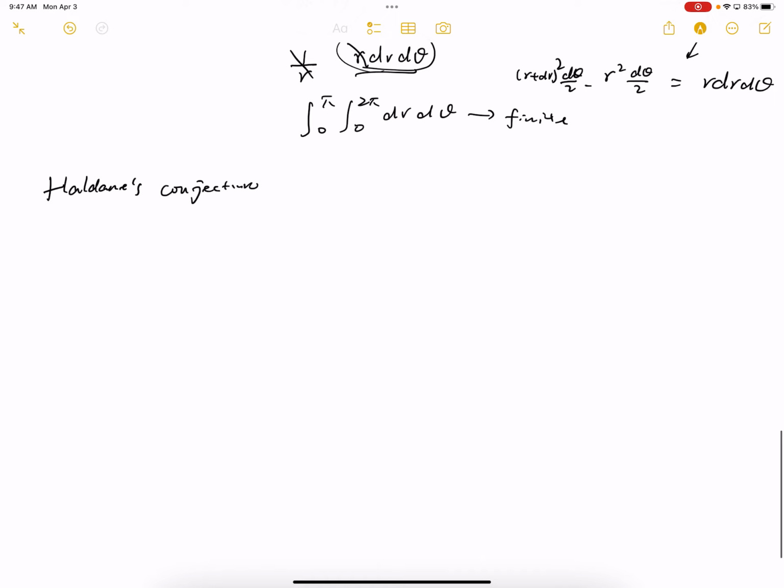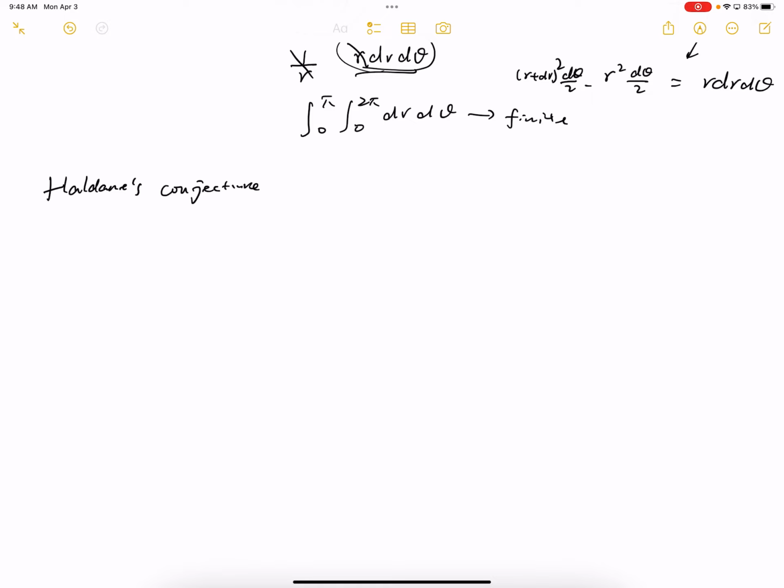So now for the concept. Today I want to introduce another important concept. It's called Haldane's conjecture, and this one is also related to a Nobel Prize. So Haldane is a professor at Princeton, and he actually got the Nobel Prize, I forgot exactly, I think 2016, about 7 years ago. I think one of the reasons he got the Nobel Prize is actually because of this conjecture. It's actually closely related to what we're talking about here.